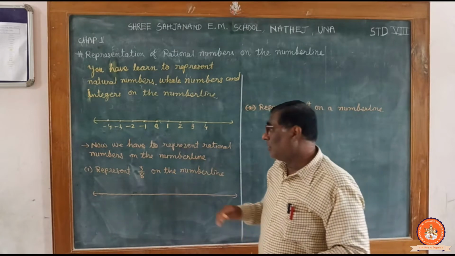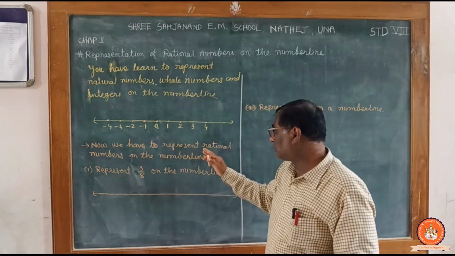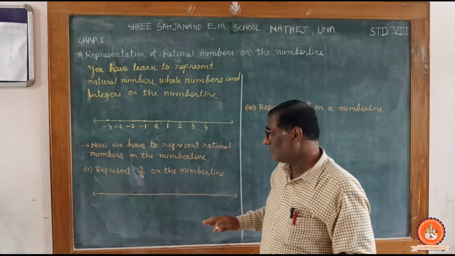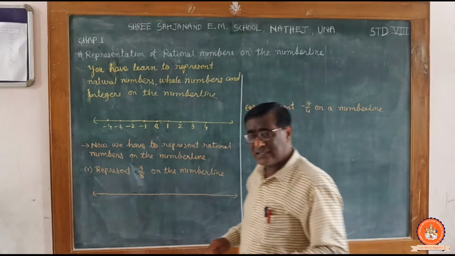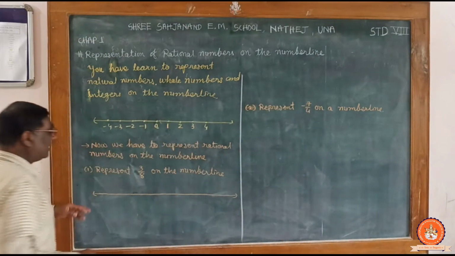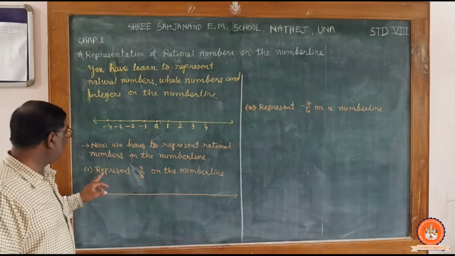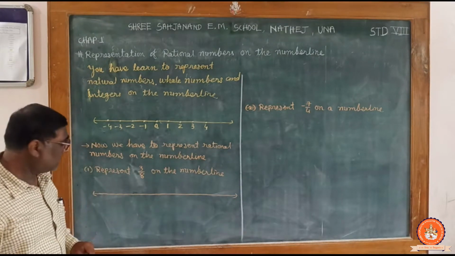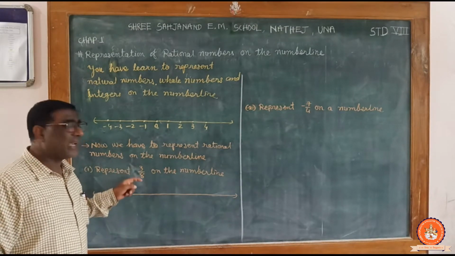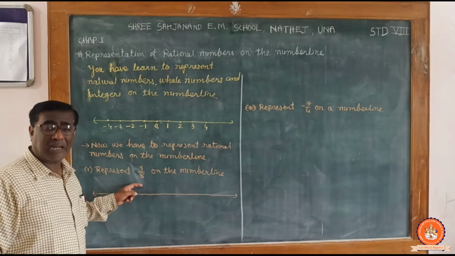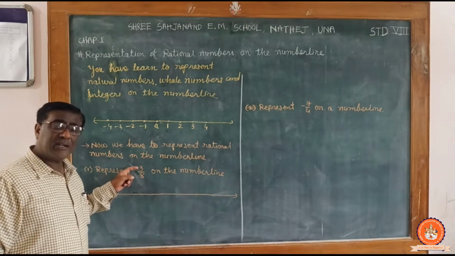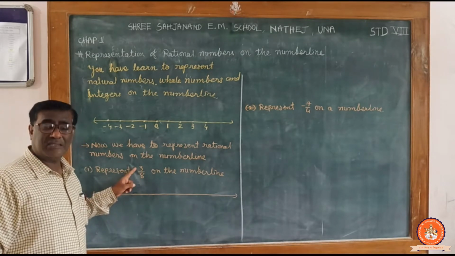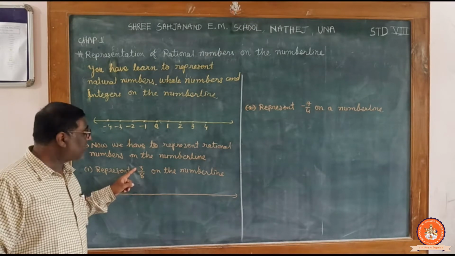But now we have to learn to represent rational numbers on the number line. So let us start representing the rational number 3 by 8. Represent 3 by 8 on the number line. Okay, my friends. Now you know that 3 by 8 is a proper fraction. The numerator is smaller than the denominator, then the given one is a proper fraction.